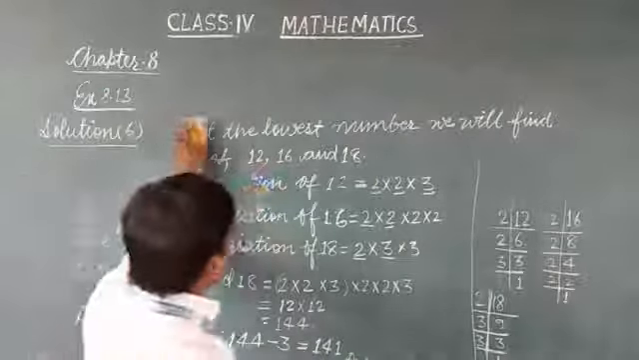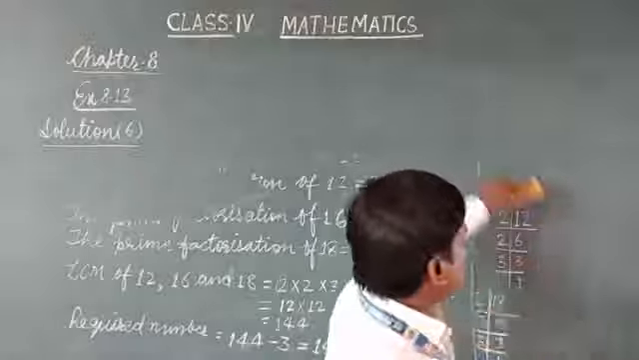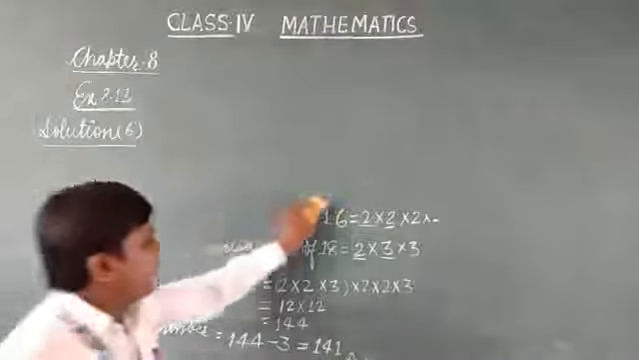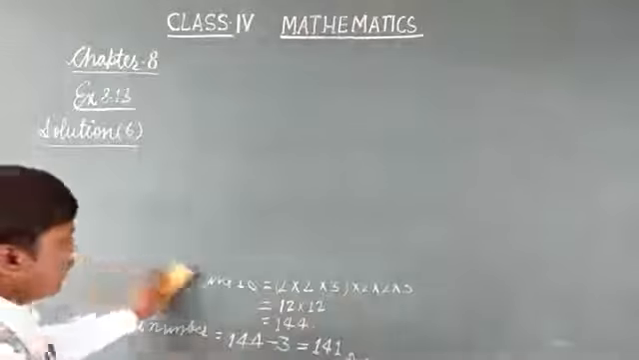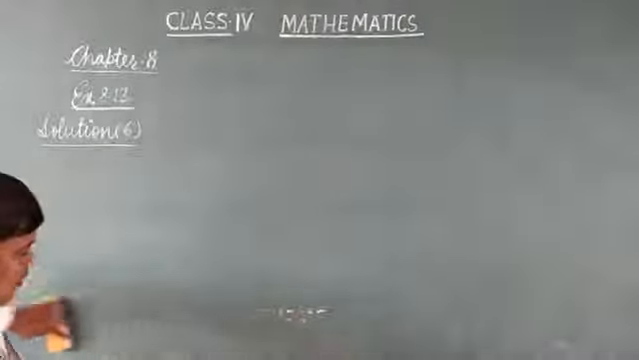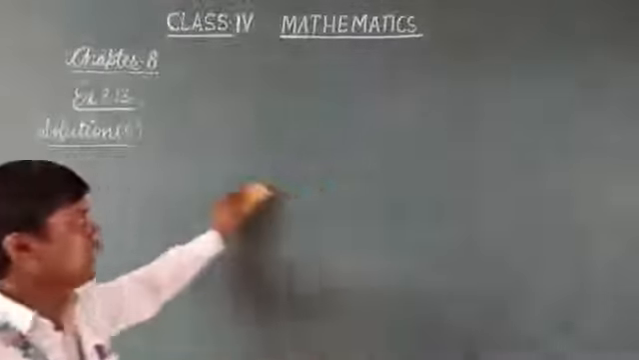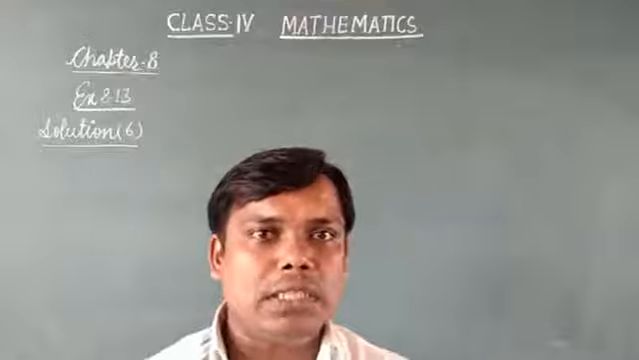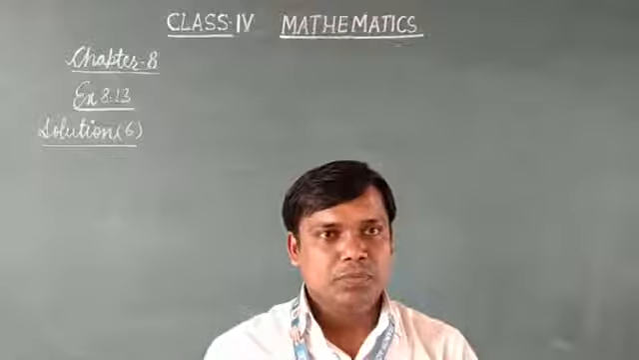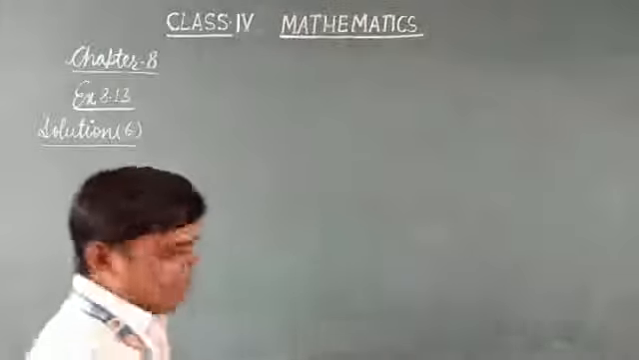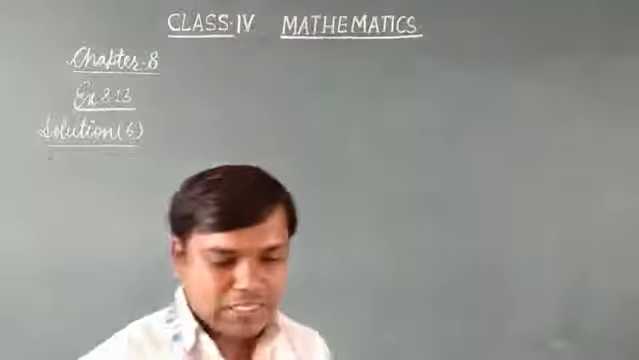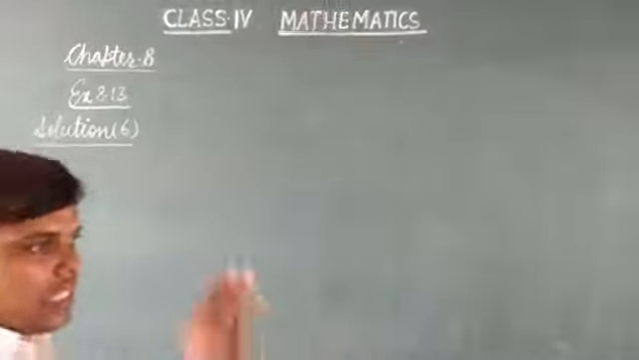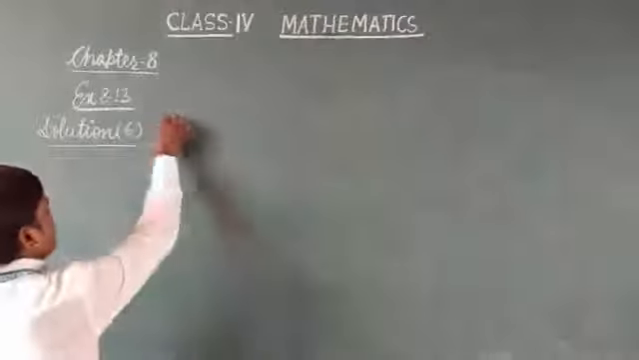So the LCM of 11 and 17 we will calculate. We know that 11 and 17, these two are prime numbers. And the LCM of prime numbers we calculate by multiplying them together. So we write here in question number 6, the lowest number which we get, that is divisible by 11 and 17, will be the LCM of 11 and 17.